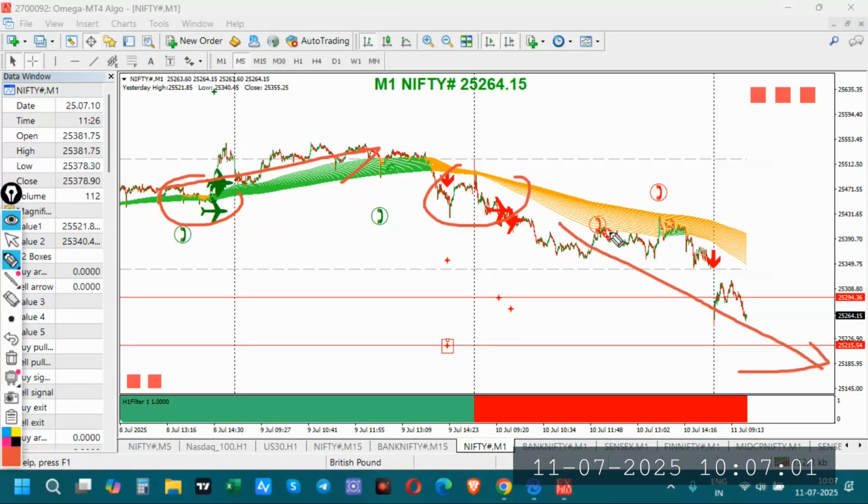So let us say in between you'll be getting pullbacks. If you get pullbacks up to this particular area, we can take re-entry. And if stop loss triggers, we'll be sorry. If a new buy signal comes, we'll be taking a long position.